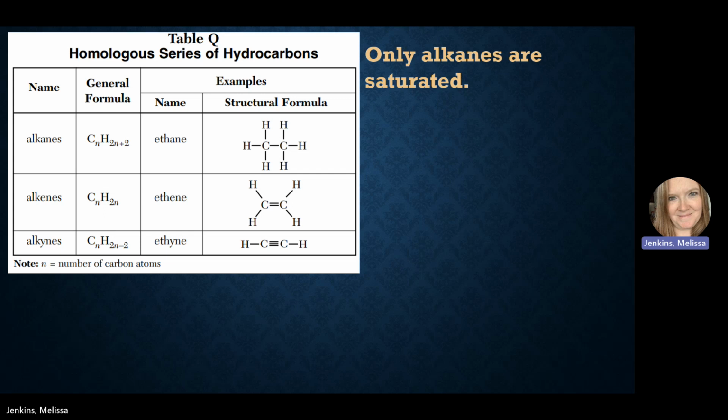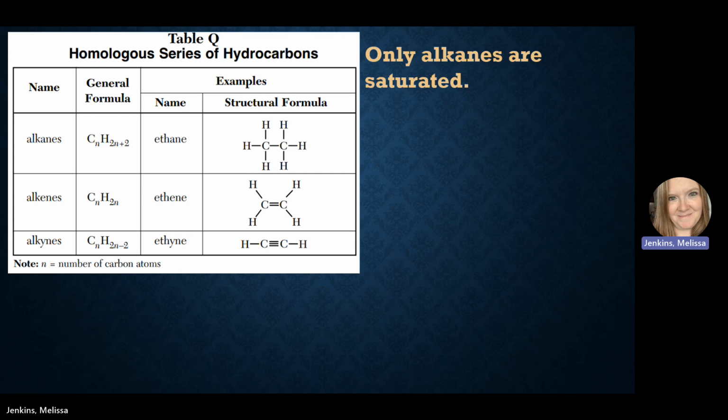Or C3H4, right? Double 3 is still 6. Do I have 6 hydrogens? No, I have less than 6, which means I use this formula, so it would be an alkyne, okay? So just from the formula, you can tell whether it is an alkene, alkane, or alkyne, all right?